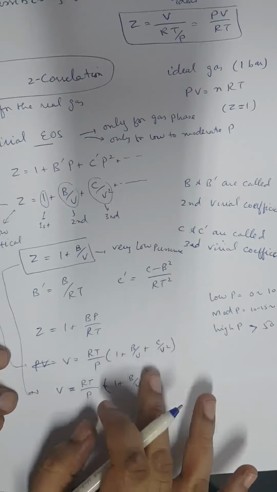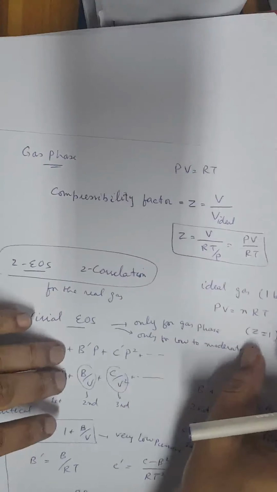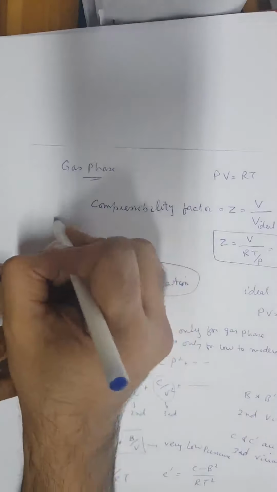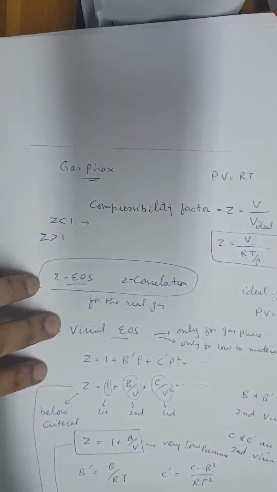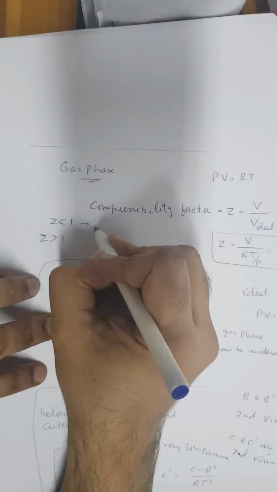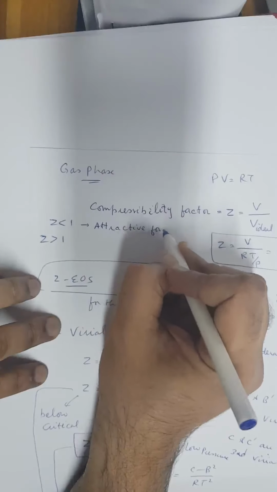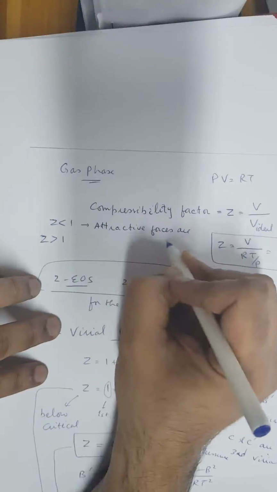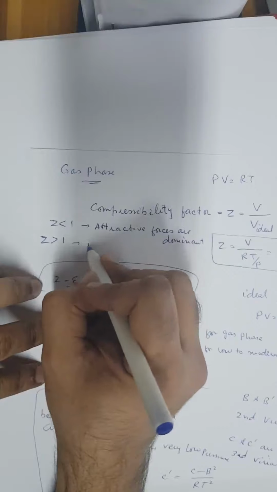But before that, let's have a look at the compressibility factor. I told you this compressibility factor is 1 for ideal gas, and can be less than 1, and can be more than 1. Less than 1 means the attractive forces are dominant. Here, the repulsive forces are dominant.